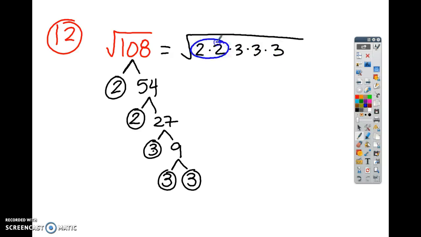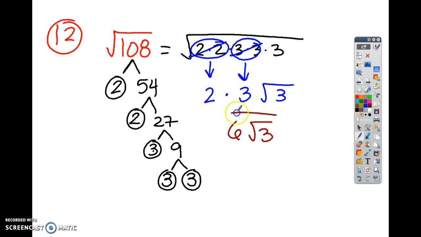So a pair of 2's is going to come out. Cross it out. A pair of 3's is going to come out. Cross that out. And you're left with a 3 under the radical. If you multiply those two, that gives you 6. 6 square root of 3 is your answer.